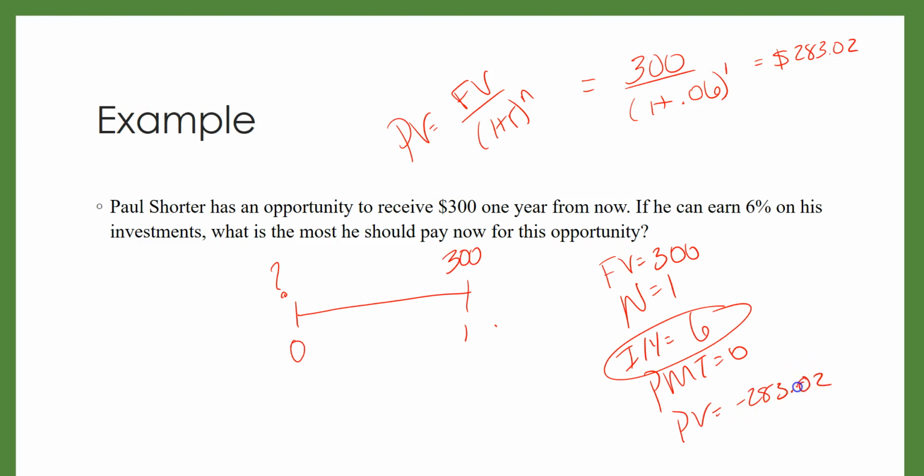Now, if you're solving this on an exam and it asks what is the most he should pay now for this opportunity, and you typed in a negative 283.02, that's incorrect. And that's incorrect because he isn't paying a negative 283. That negative sign simply indicates a cash outflow. So by saying he would pay $283.02, the negative sign is indicating that that is a cash outflow.